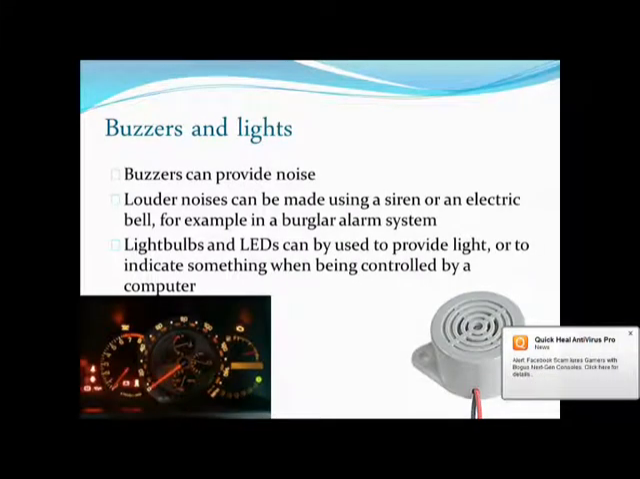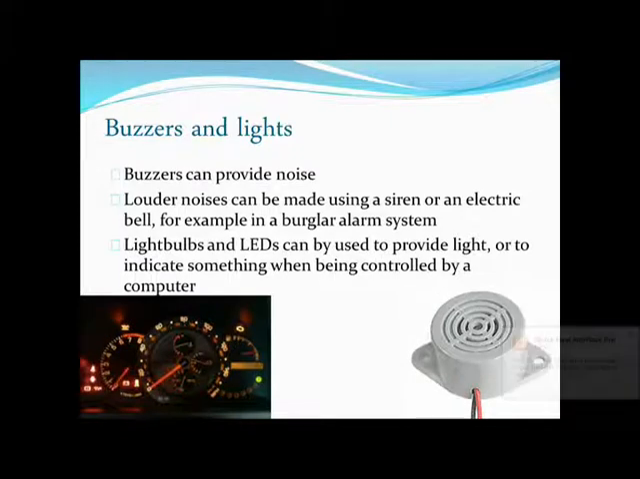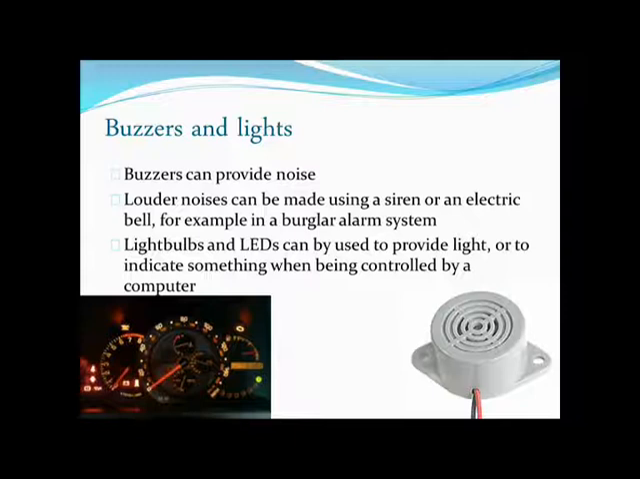Next, we have buzzers and lights. Buzzers can provide noise. For example, the buzzer in a microwave oven can be switched on by the controlling computer when the food is cooked. Louder noises can be made using a siren or an electric bell, for example in a burglar alarm system.